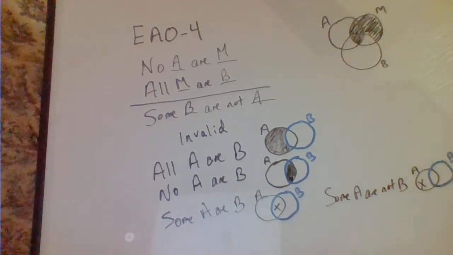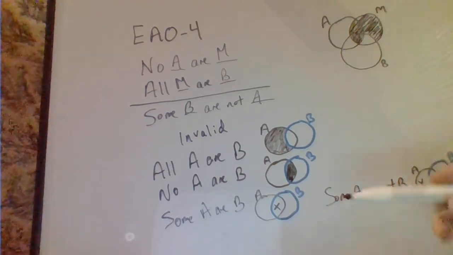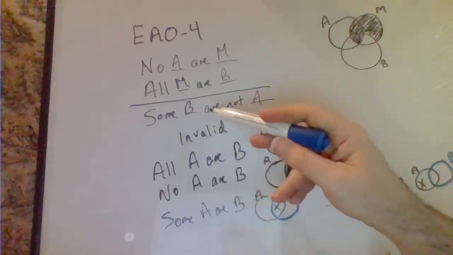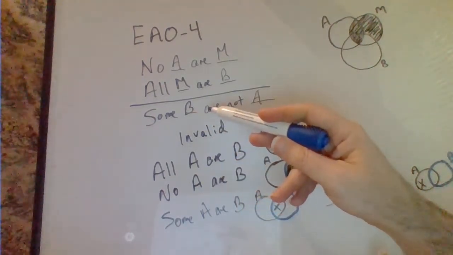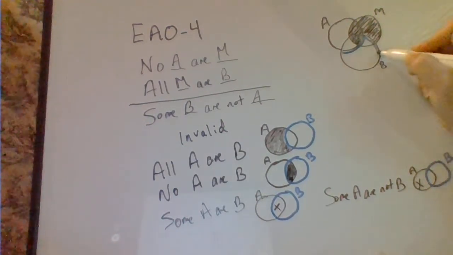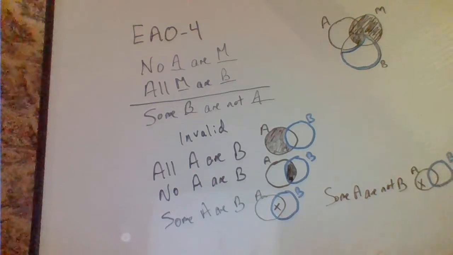Remember, as you learned last week, that when you have a deductive argument, the conclusion should already be contained within the premises. So I want to look and see if that's the case. Well, some B are not A. There has to be an X inside of the B circle, but outside of the A circle. So somewhere in this area, there needs to be an X.